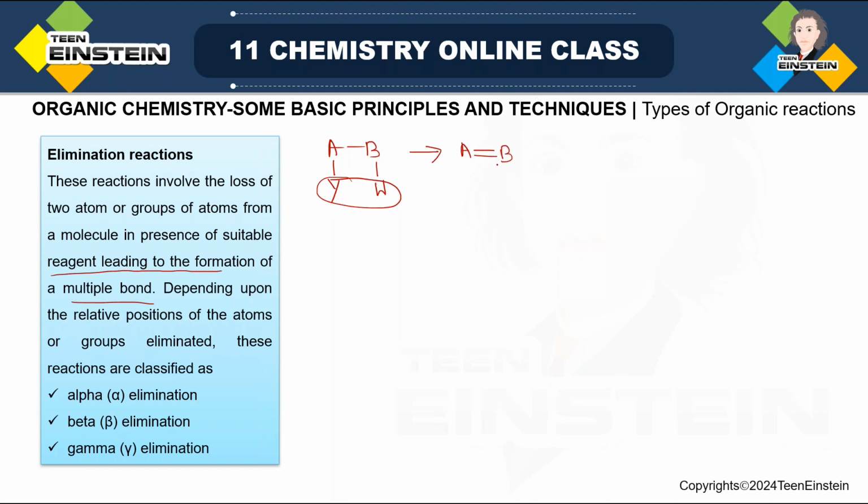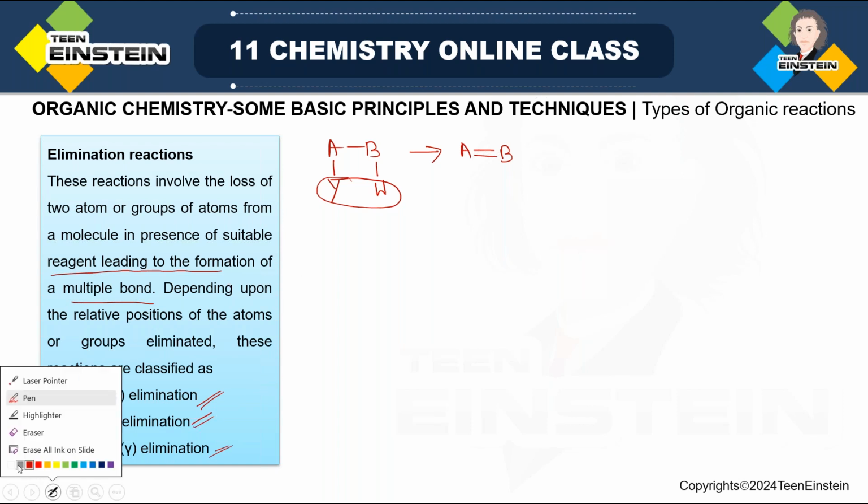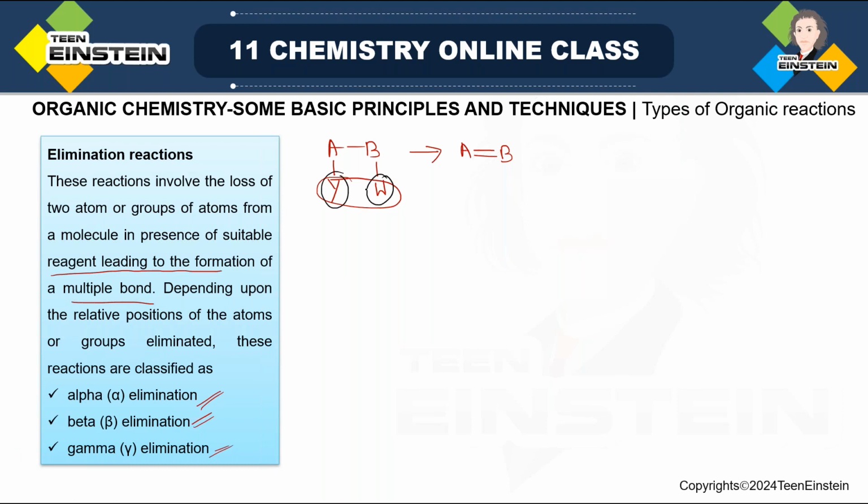Okay. Now, though I am giving this example in a general way, that depends on what type of elimination you are talking about. The mechanism that I have just shown is actually beta elimination. Why? Because the two groups that you have eliminated, that is this atom and this atom, or it may be any groups, are eliminated from positions 1 and 2. You have not eliminated Y and W from the same carbon or same atom. You have removed Y and W from 1 and 2 positions. So that is why it is an example of beta elimination.